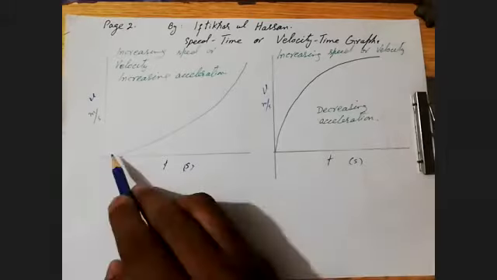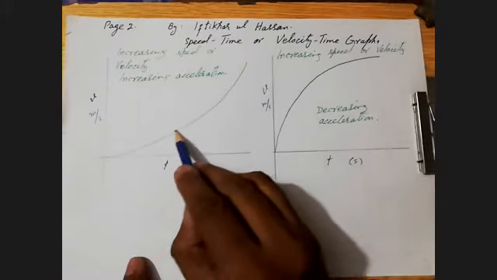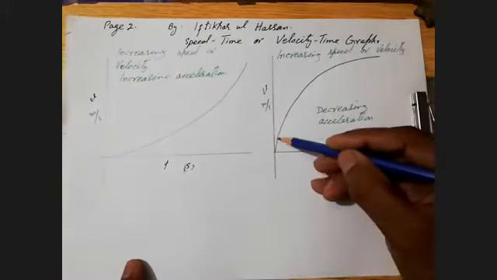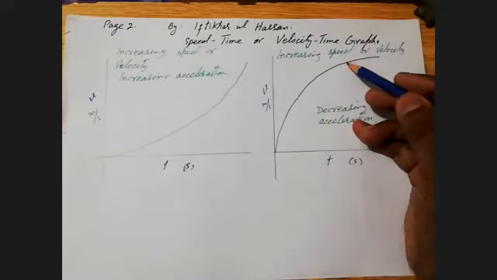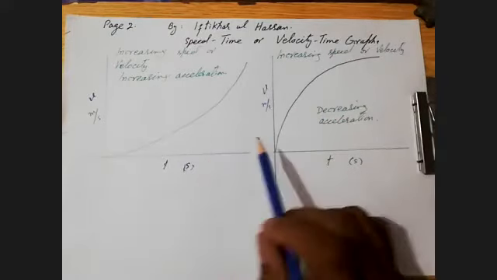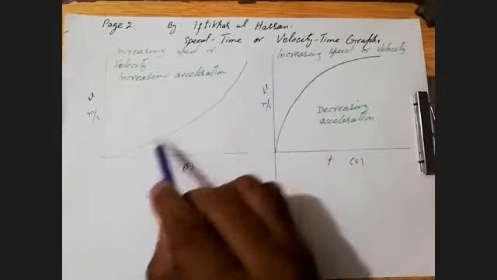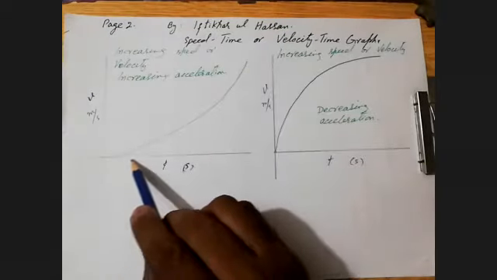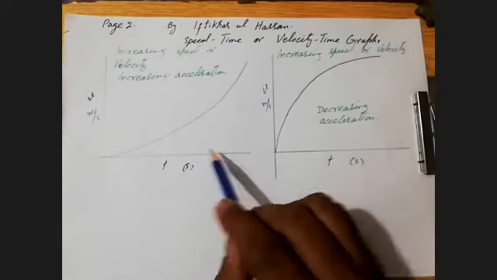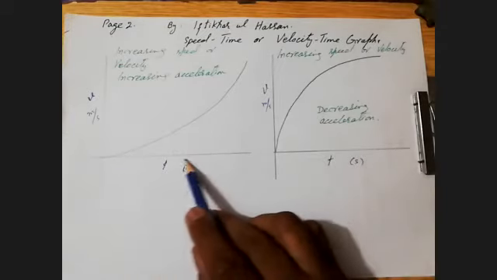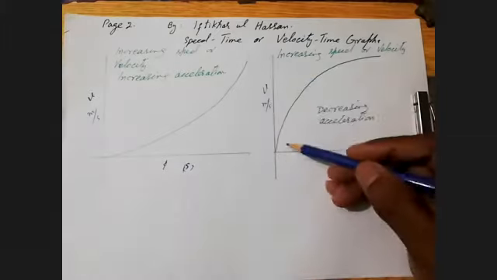Now you can see that this curve is going in the upward direction. This is also going in the upward direction. Both are graphs of increasing speed. As you know, if you are going in the upward direction, the speed is also increasing. If it is going to the right side, the time is also passing and the speed is also increasing.